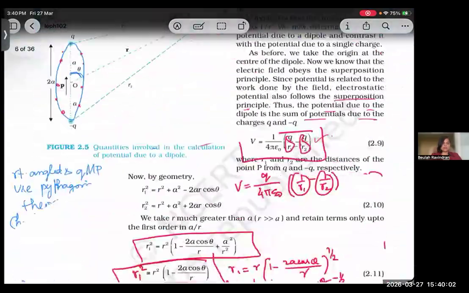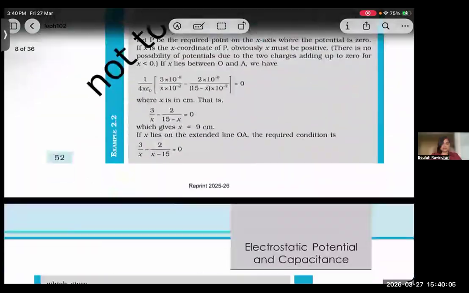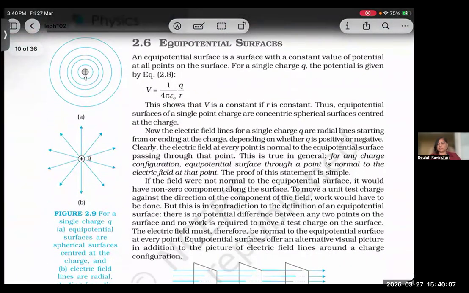Then we'll move on to the rest of the chapter. So we'll see now equipotential surface. This is all about equipotential surface. An equipotential surface is a surface over which potential has a constant value. That is an equipotential surface. So what is that particular constant value? We are going to derive what the relationship is between electric field and the potential. Everything we are going to see further.